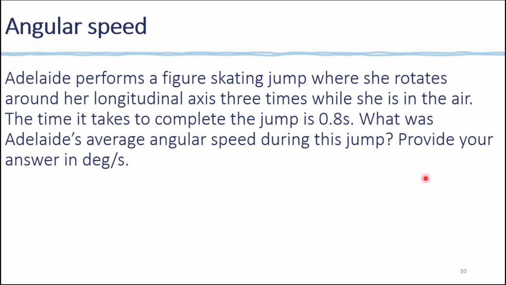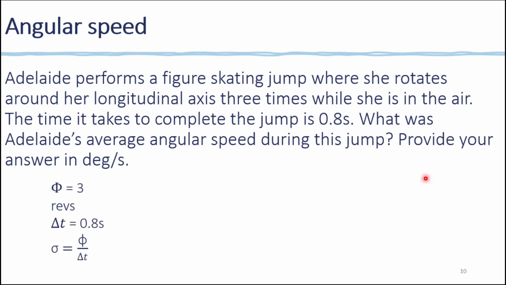Okay, so let's try a calculation now to put this into practice. Adelaide performs a figure skating jump where she rotates around her longitudinal axis 3 times while she's in the air. The time it takes to complete the jump is 0.8 seconds. What is Adelaide's average angular speed during this jump? Provide your answer in degrees per second. I encourage you to pause the video here and try this calculation on your own.